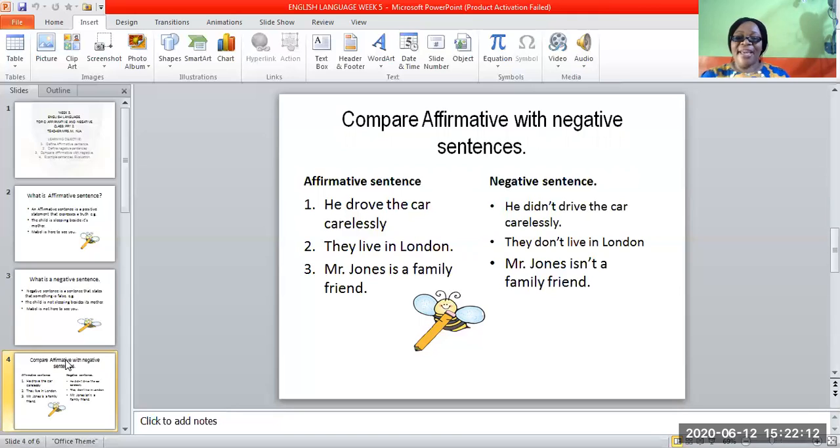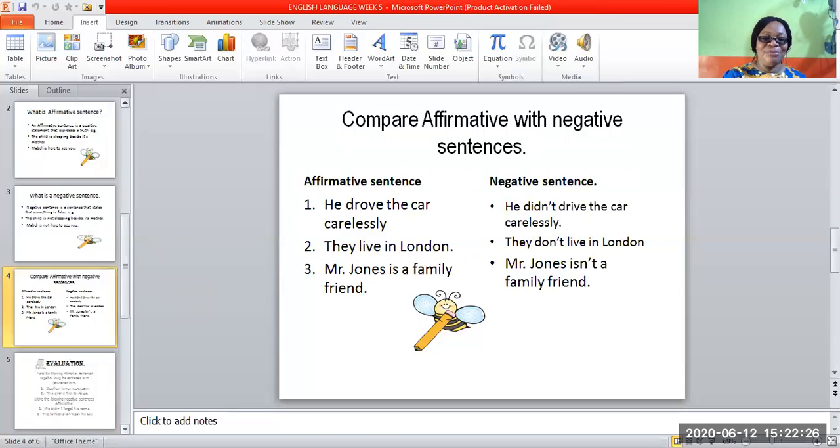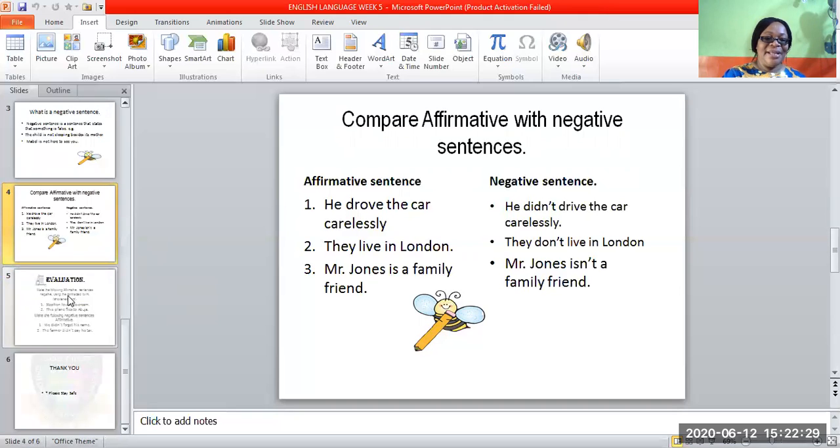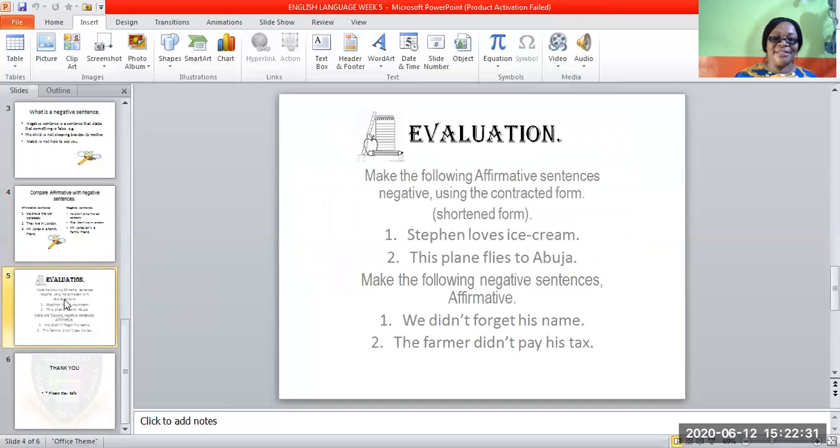And remember, NOT is essential to identifying a negative sentence. Are we together? Beautiful. Now let's move on to the next slide. And our next slide says evaluation.